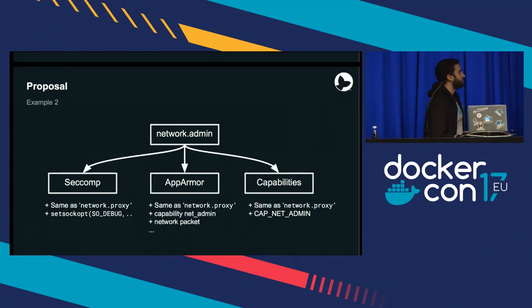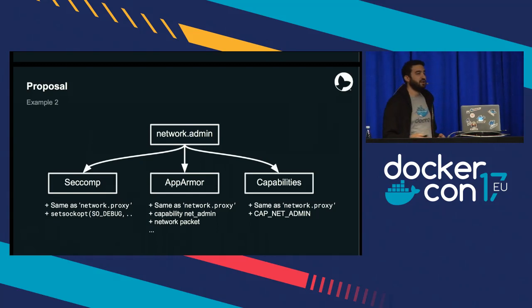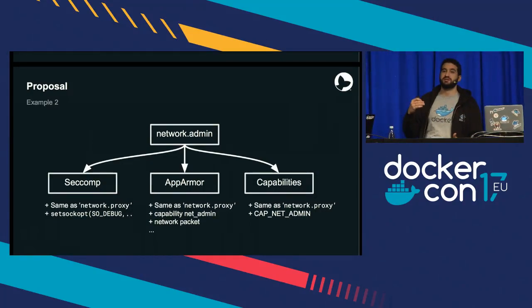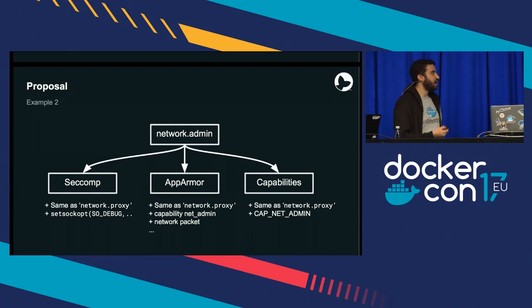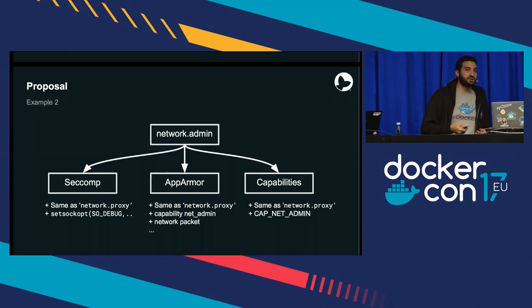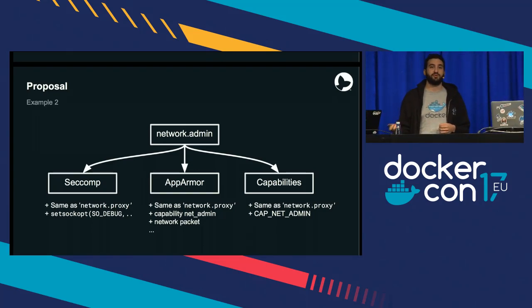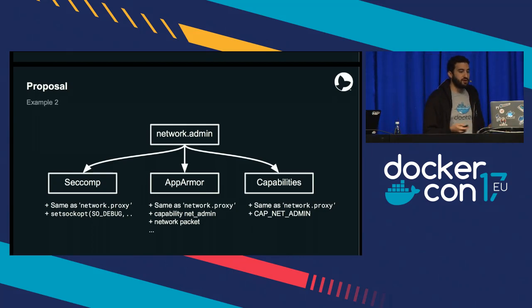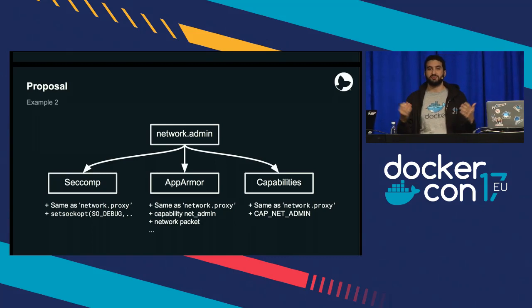Another example: network admin. We have a level just below it, which is network proxy, and we can add some things on top of a proxy. We can say a proxy doesn't necessarily need to use SO_DEBUG for socket operations. It doesn't necessarily need CAP_NET_ADMIN, stuff like this. So we can always tune the different aspects of the container environment.